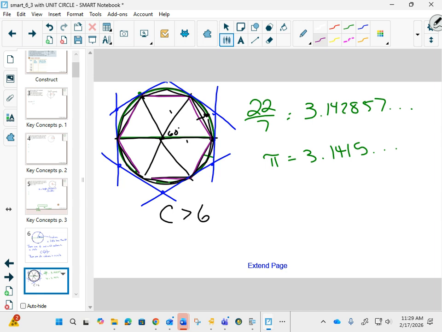But already at 12, it gets pretty close. So Archimedes did 12 sides on the inside, 12 sides on the outside. You know what he did next? Cut it in half. 24 on the inside, 24 on the outside. Oh, I could get closer if I cut it in half. 48 on the inside, 48 on the outside. He ended up doing 96 on the inside, 96 on the outside.